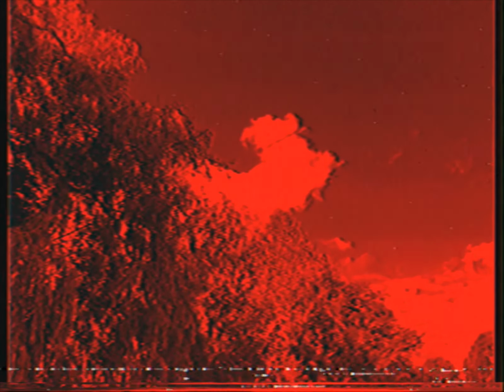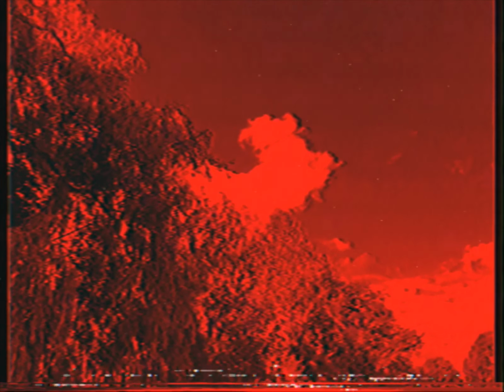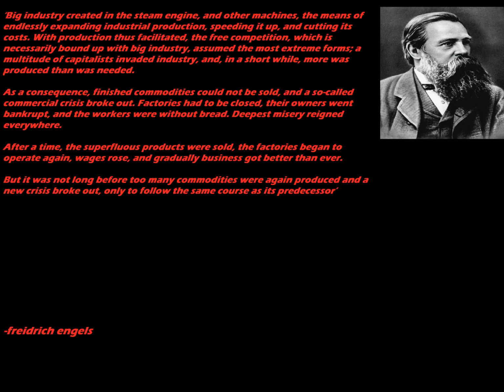To give you a rundown, Engels starts by talking about how capitalist production, through its need for constant growth, has toppled the existing status quo. Then he goes on about how this need for growth periodically sinks capitalism into crisis. To quote Engels, big industry created in the steam engine and other machines the means of endlessly expanding industrial production, speeding it up and cutting its cost.